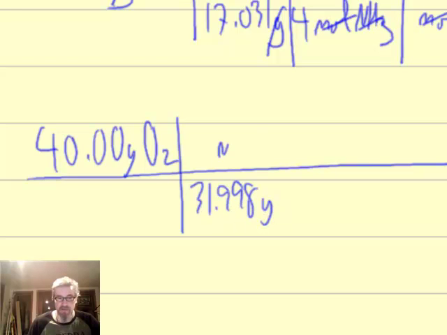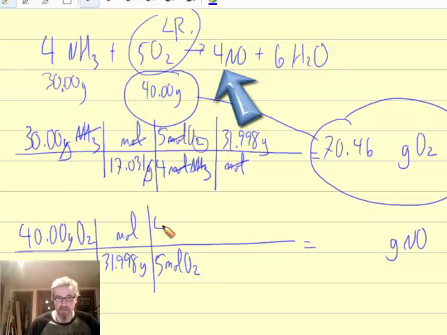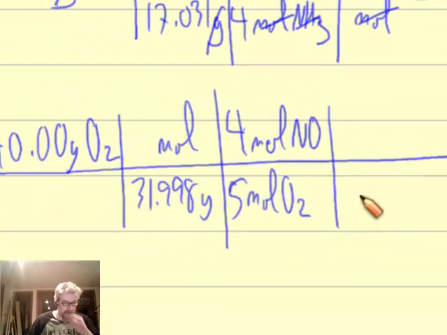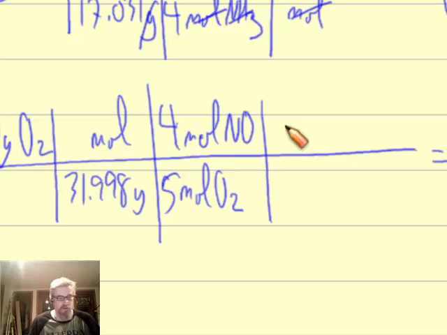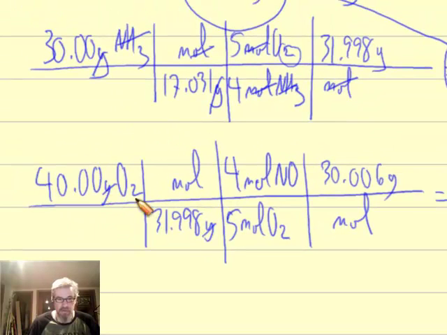31.998 grams per mole. Now I do a mole ratio, 5 moles O2 for every 4 moles NO, and then I do a second molar mass to get NO grams. The molar mass of NO turns out to be 30.006 grams per mole. And let's just double check our units. Grams are gone, oxygen moles are gone, moles of NO are gone, and I have grams of NO.